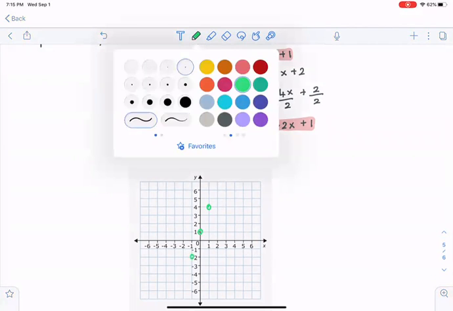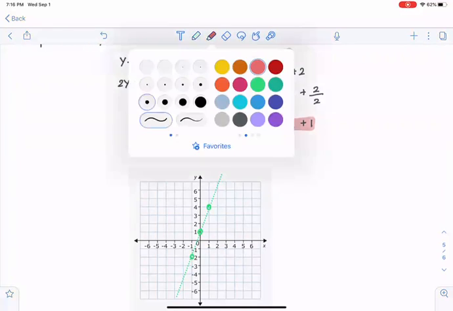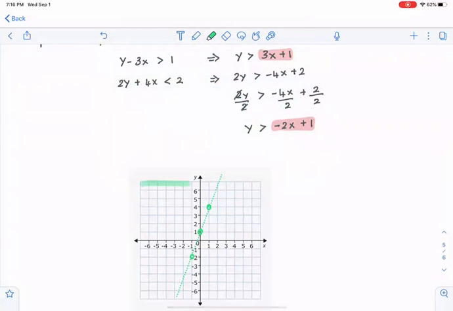Now we've got to do dotted lines. So it is an increasing line as expected, and the sign is greater than, so we are going to shade everything bigger than the line we just drew. So all of that will be a solution.